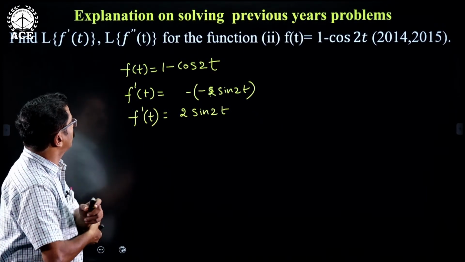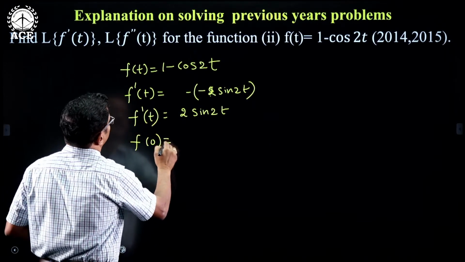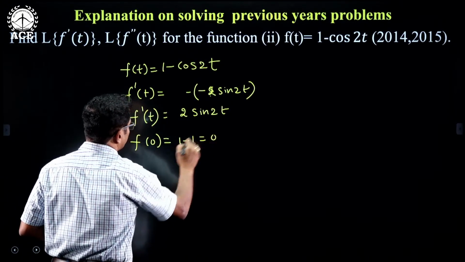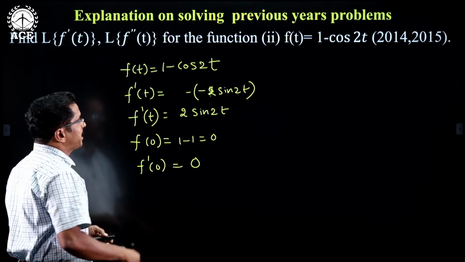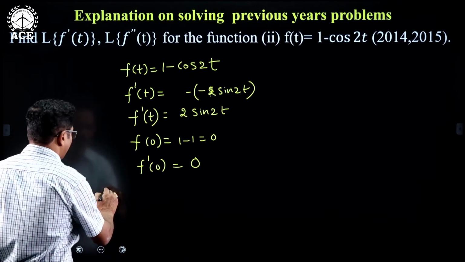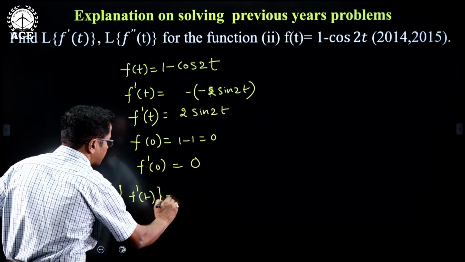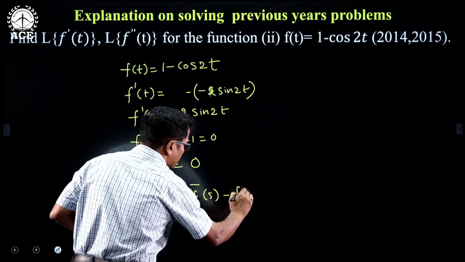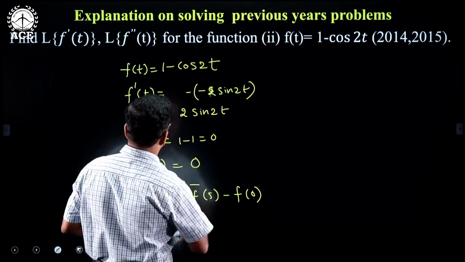Okay. Now f of 0, what is f of 0? F of 0 means put t as 0. 1 minus cos 0 is 1, which is going to be 0. Then f dash of 0 is also going to be 0. So these are all required for evaluating Laplace transform derivatives. Now I will evaluate L of f dash of t, that is s into f bar of s minus f of 0, which is equals to s into f bar of s.